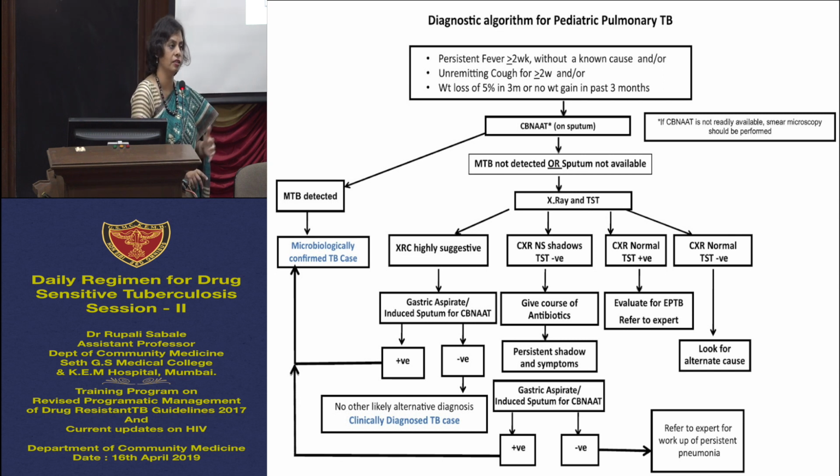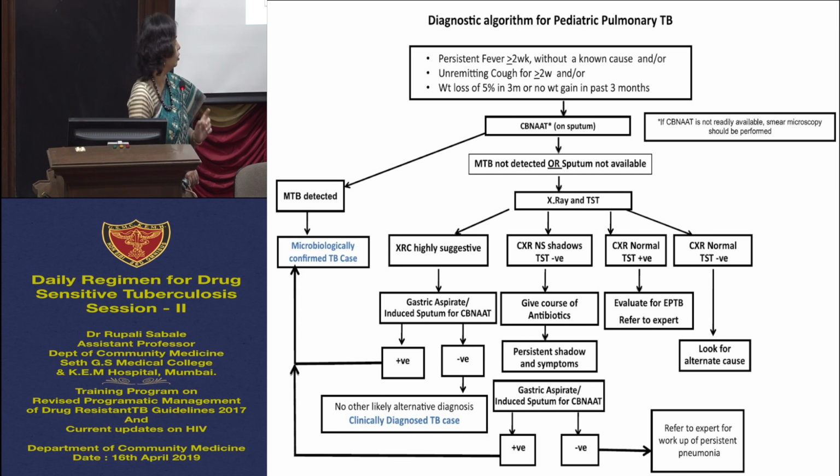X-ray is highly suggestive of tuberculosis. So what are the X-ray findings in tuberculosis? Can anyone tell me, to tell us that it is suggestive of tuberculosis? Anyone? Fibrocavitary lesions, miliary. Okay, so typically it is showing a TB case. So it is X-ray highly suggestive.